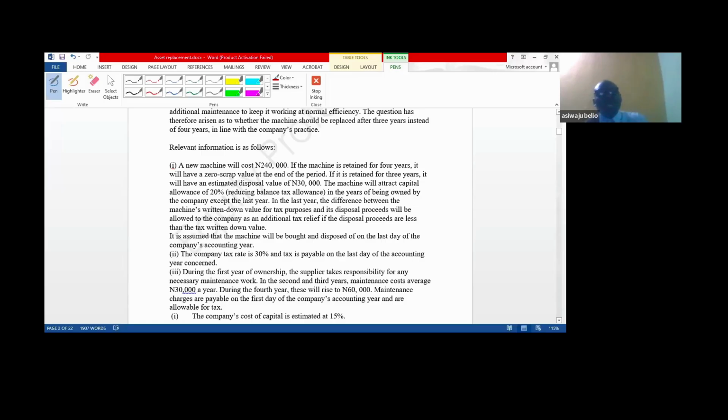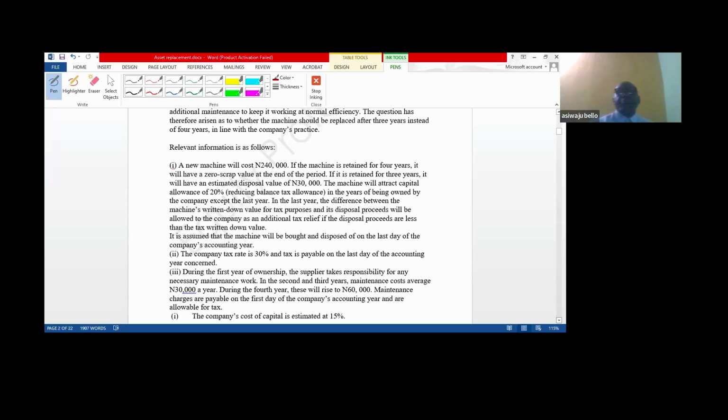In the second and third year, maintenance costs average 30,000 naira a year. During the fourth year, maintenance costs will rise to 60,000 naira. Maintenance charges are payable on the first day of the company's accounting year and are allowable for tax. Please note that statement. Maintenance costs are payable on the first day of the year and are allowable for tax purposes. The company's cost of capital is estimated at 15%.